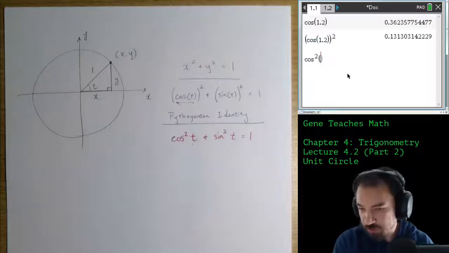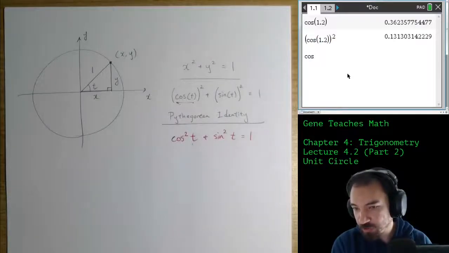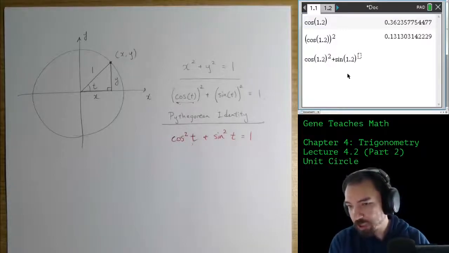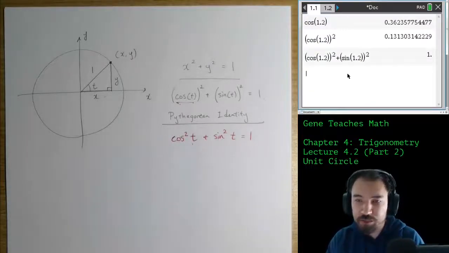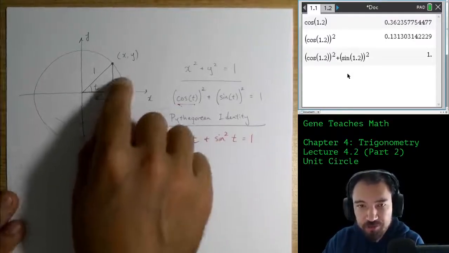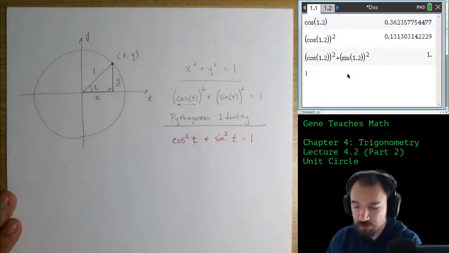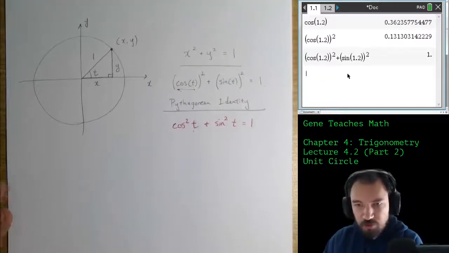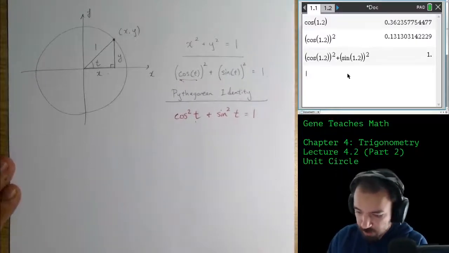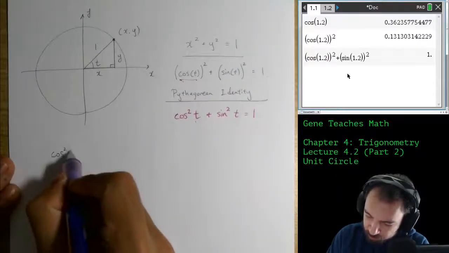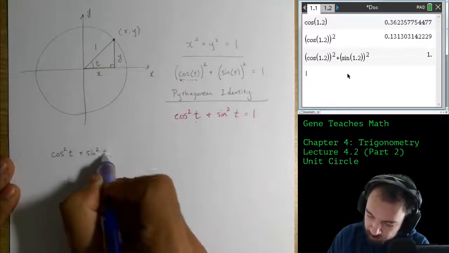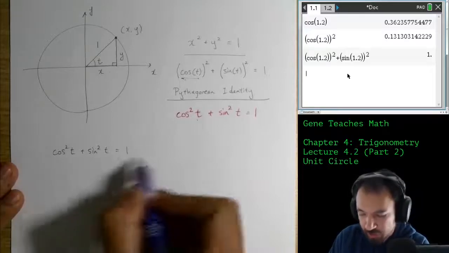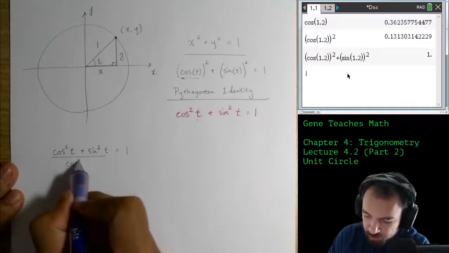And then, just for good measure, let's check to see if this identity holds for the angle 1.2 radians. Let's just try it. Oh, it's exactly 1. But of course, because everywhere on the circle, x squared plus y squared equals 1. Now, while we're here, let's also consider 2 variations of this. So I'm going to write down cosine squared t plus sine squared t equals 1. And I'm going to take this and say, why don't I divide both sides by cosine squared t?